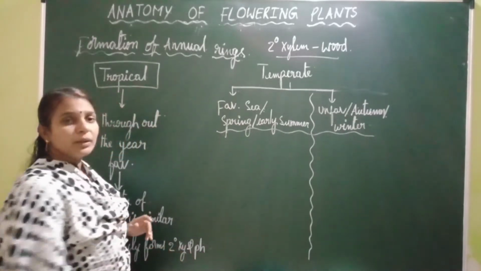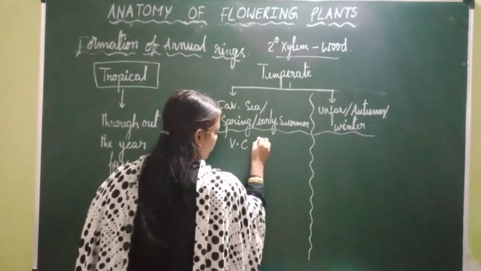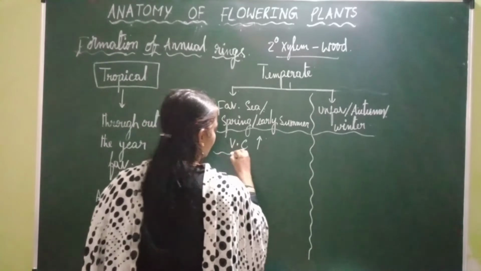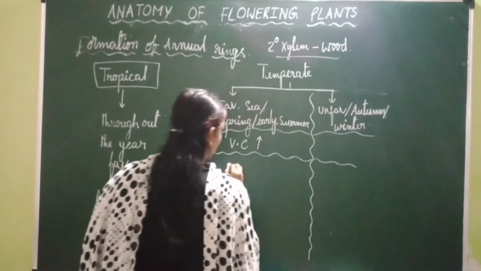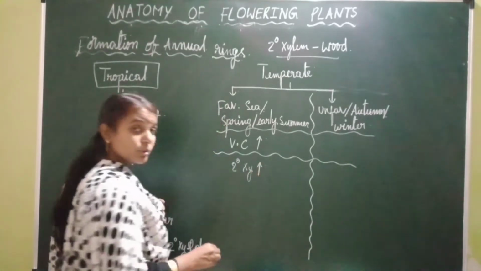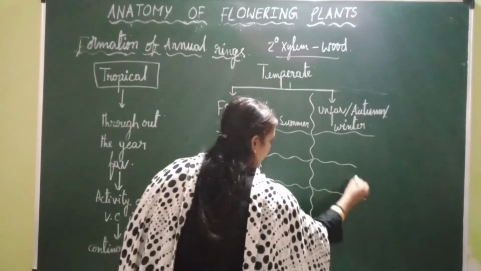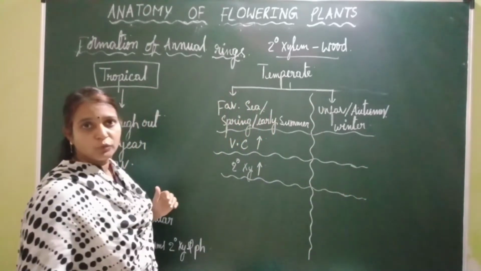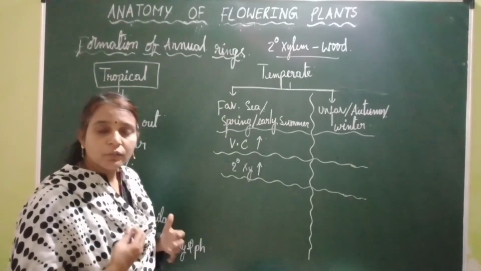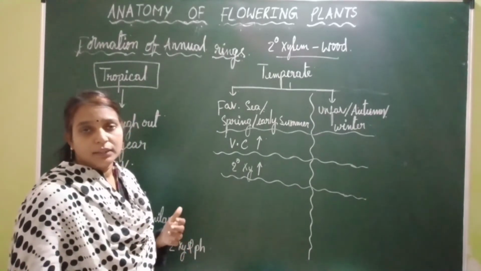Okay, during favorable conditions, that is favorable seasons, the activity of vascular cambium is more. Vascular cambium is more active and hence it produces more secondary xylem towards the inner side. So the amount of secondary xylem produced towards the inner side will be more and more, right? So as this season is favorable for the growth of plants, the plant requires more and more water and minerals.